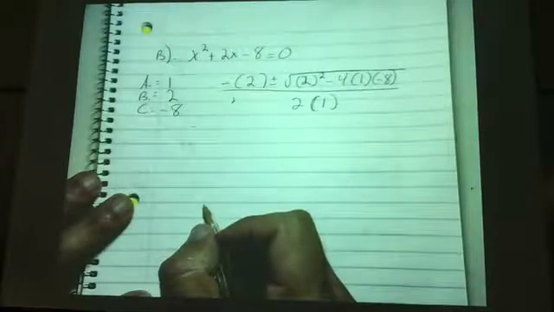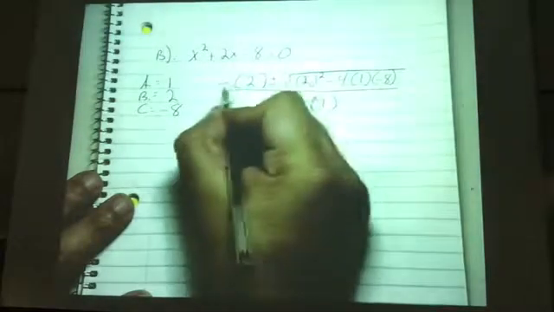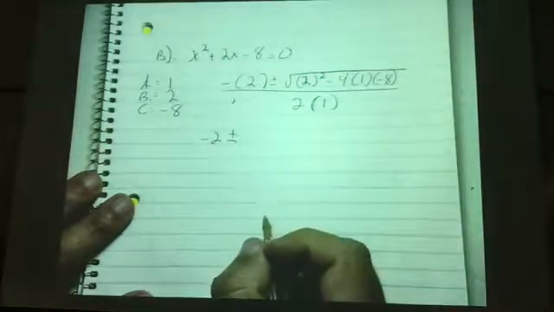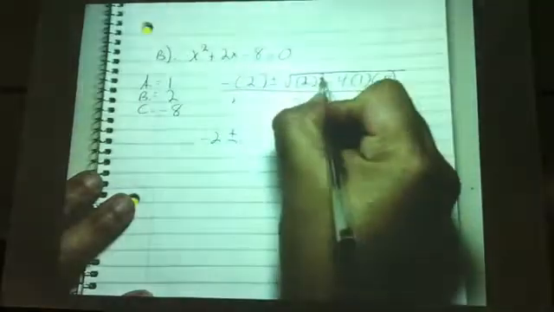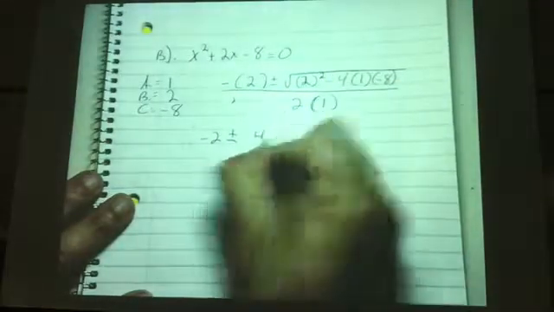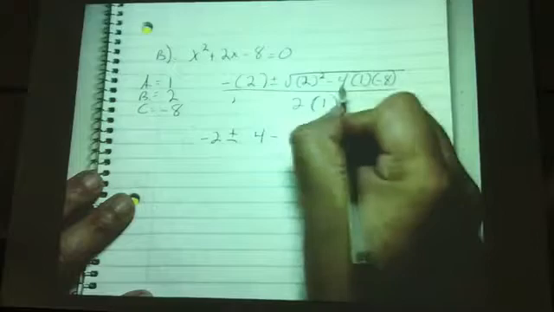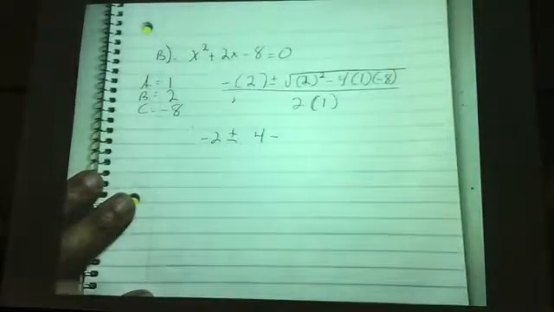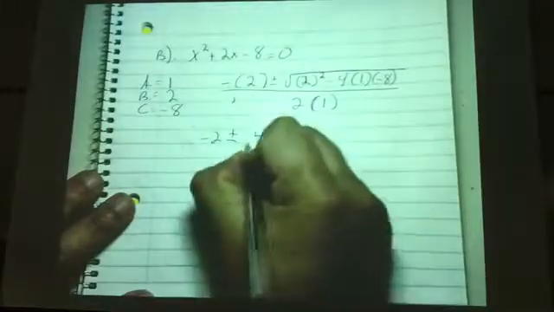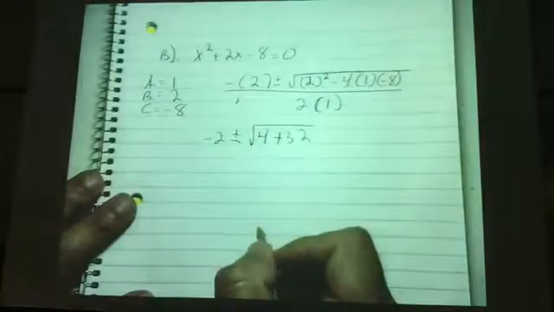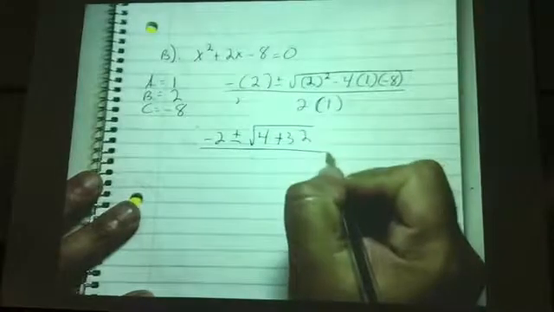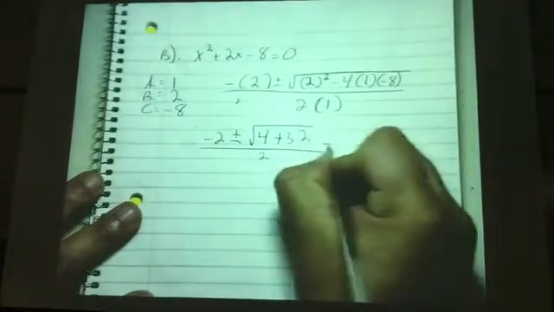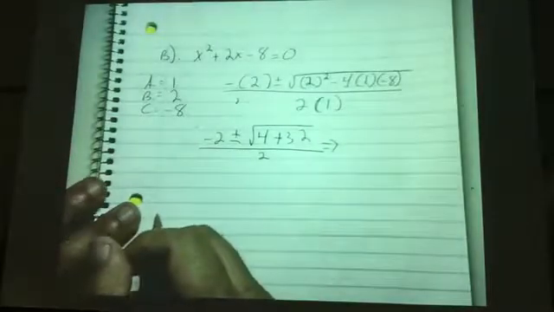Yes. Okay, negative times a 2 is a negative 2, plus or minus, don't forget the plus or minus. Then 2 times 2 is 4. 4, minus 4 times 1 is 4. Negative 4 times negative 8 is a positive 32. Remember, this is in a square root. All of this is over 2. 2 times 1 is 2. We're all there?